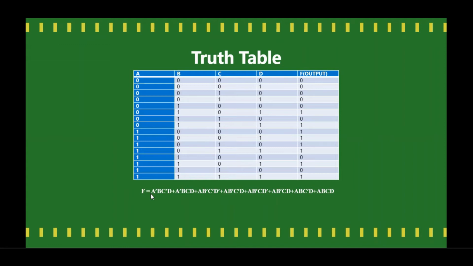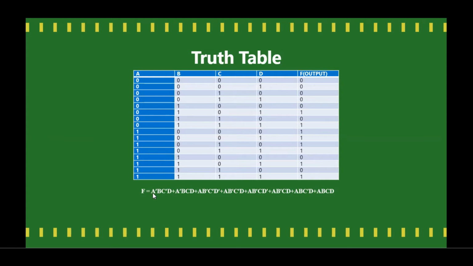Here you can see the first term: f is equal to inverse of A into B into inverse of C and D. For the first entry, when the output is 1, wherever the input is 0, we write the inverse of that input. Over here we have A as 0, so we consider inverse of A, and for B it's 1, so we write B only, and C is 0, so we write inverse of C, and into D. So here we are following the technique of sum of product.